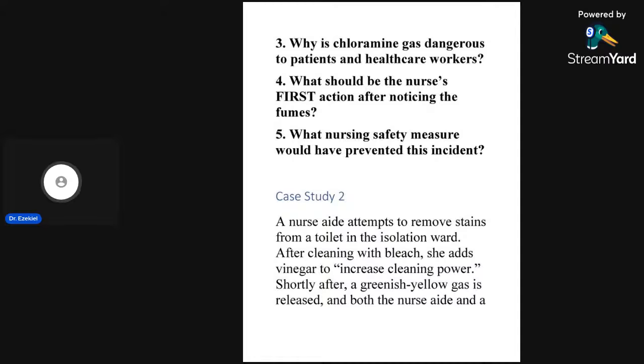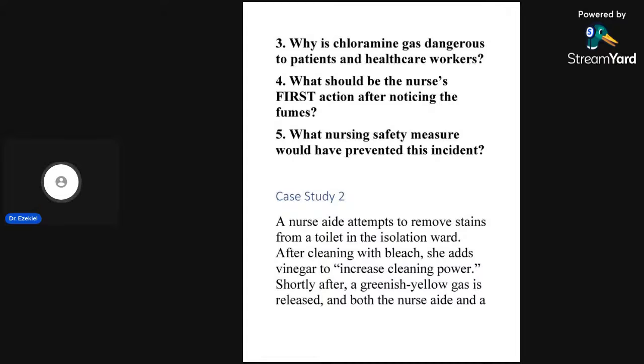Number four, what should be the nurse's first action? The first action is to ensure proper ventilation, because the gas is temporary, isn't it? You ensure proper ventilation so that the gas can leave. If there is a good ventilator system, you can turn it on. Then stop cleaning and use water to wash off the area. So, what nursing safety measure would have prevented this incident?